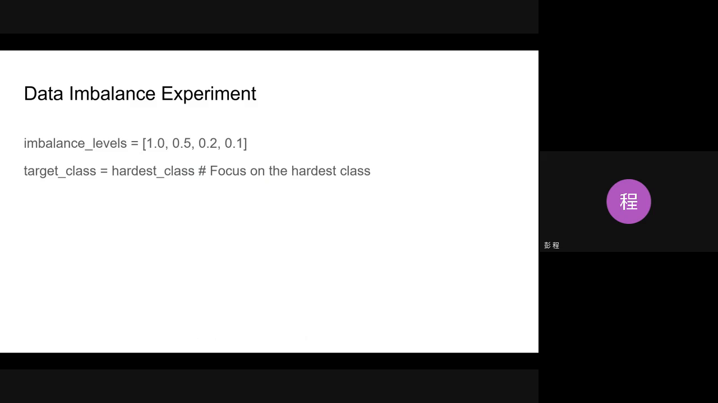Okay. Next page. Then we do the data imbalance experiment. We set our target class as the hardest class, which is the digit 3. So we reduce the proportion of 3 in our training set, with four levels: 100%, 50%, 20%, and 10%. Let's see the result.